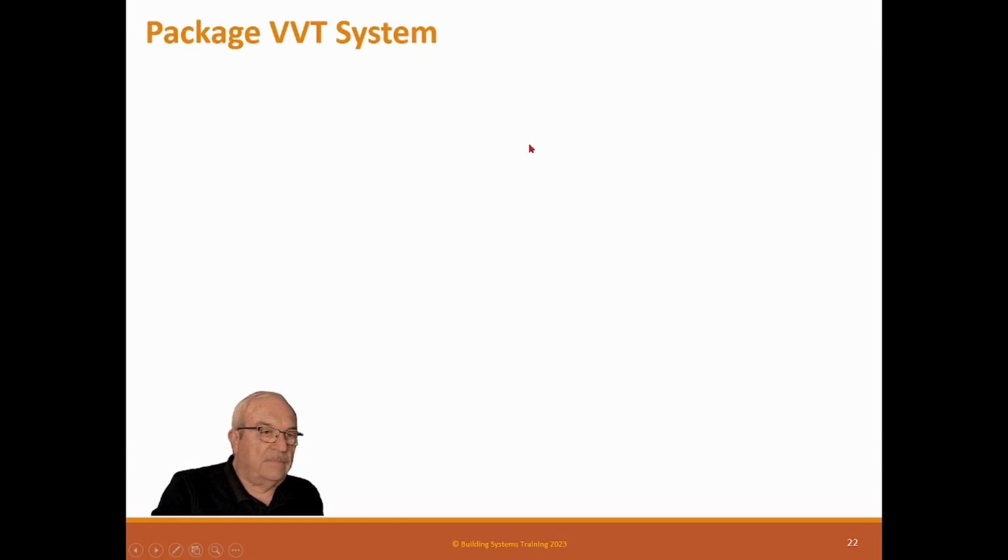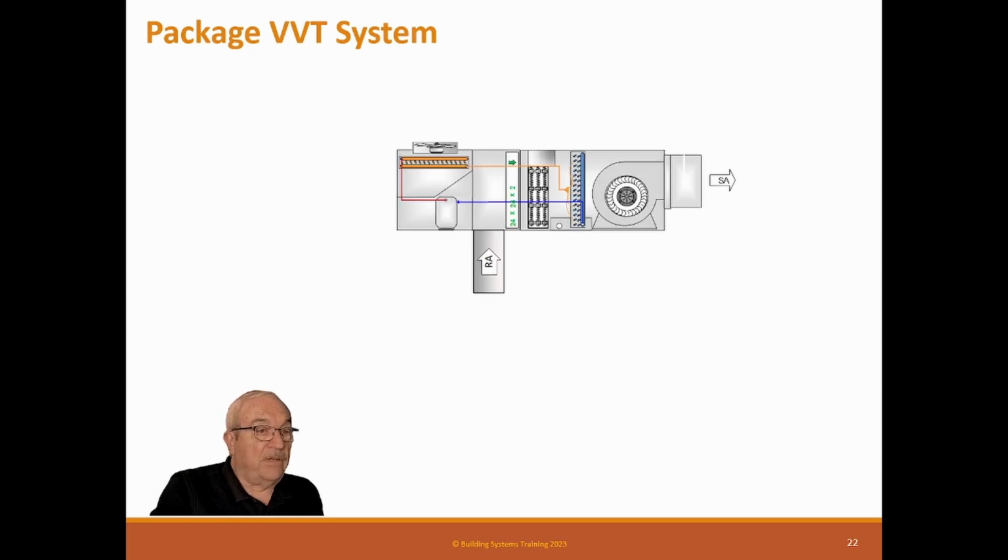Okay, this is a different kind of system, but I wanted to put it in, in case you run into it, so you'll know how to deal with it. It's called a poor man's VAV system. It's a package VVT system. It's a variable volume terminal unit system, but it doesn't use a VAV air handler, nor does it use a VAV package unit. It's a standard old package unit. That's why it's a poor man's VAV.